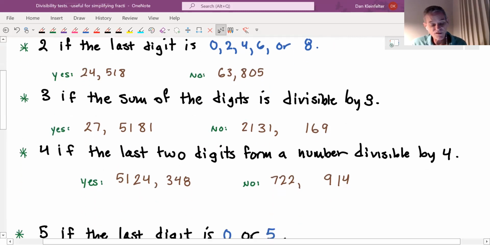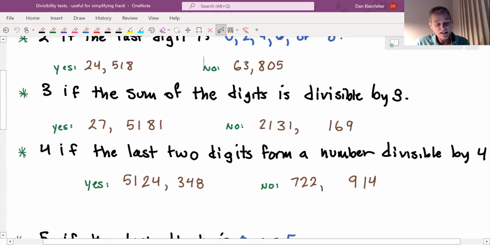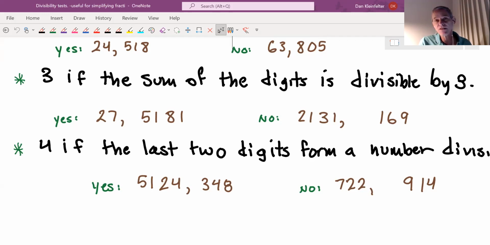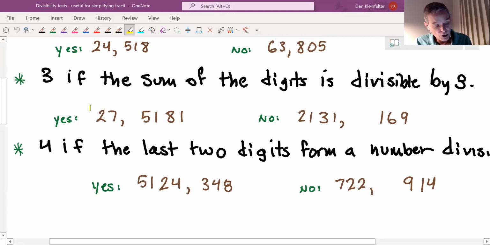Let's check the test for 3 next. I think the test for 3 is kind of fun. You add up the digits of the number. If you get a number that's divisible by 3, then your number is divisible by 3. So here, 27, what's 2 plus 7? 2 plus 7 is 9. Is 9 divisible by 3? Yes, 9 is 3 times 3. And since that's divisible by 3, 27 is divisible by 3. So that's yes.